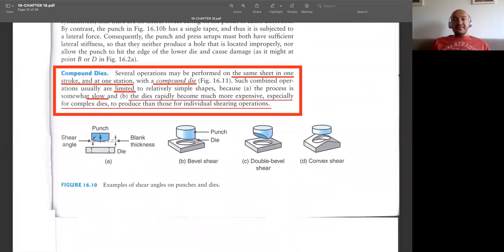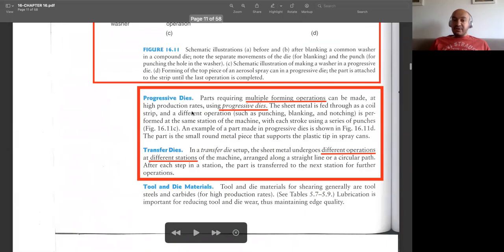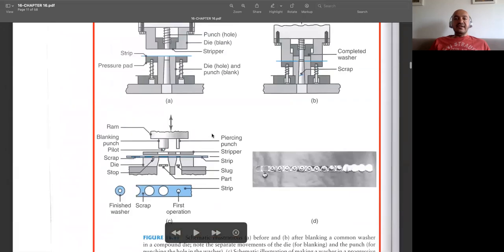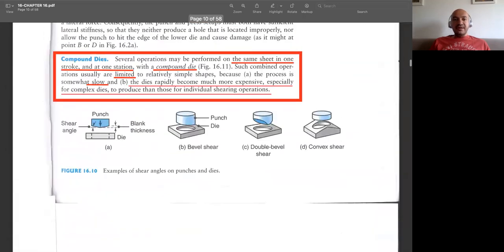Now I will be talking about some types of dies. There are three types: compound dies, progressive dies, and transfer dies. Now let's start with the compound dies.